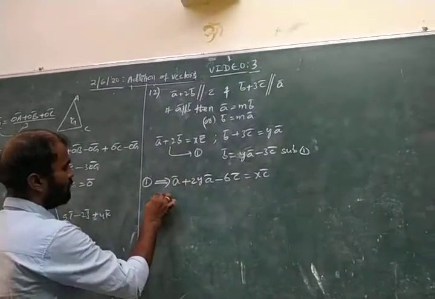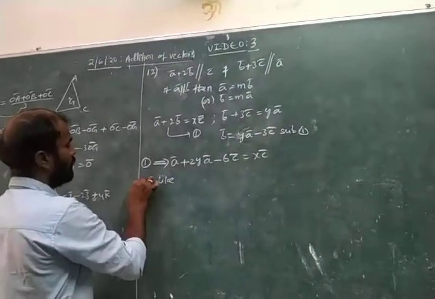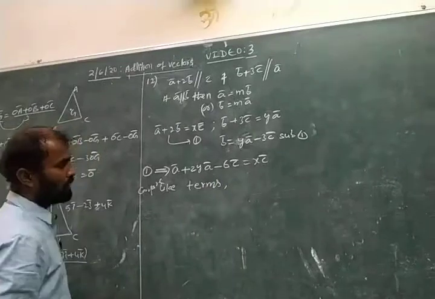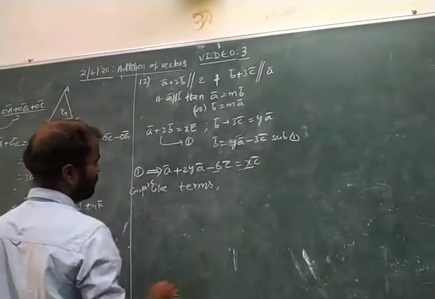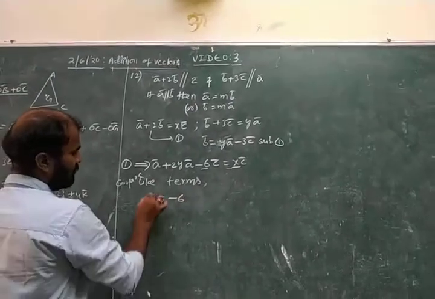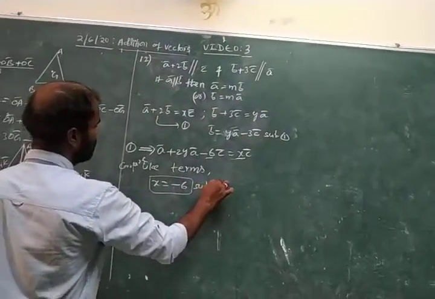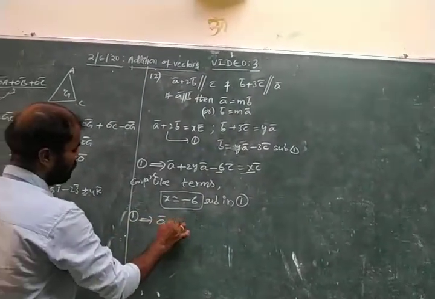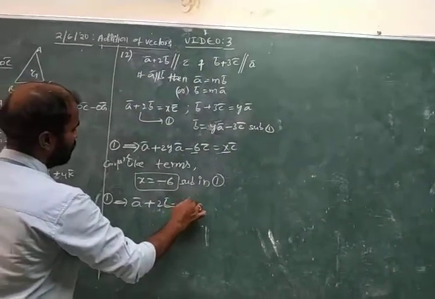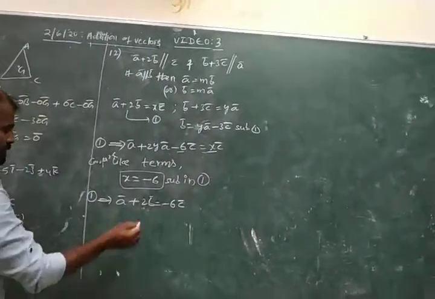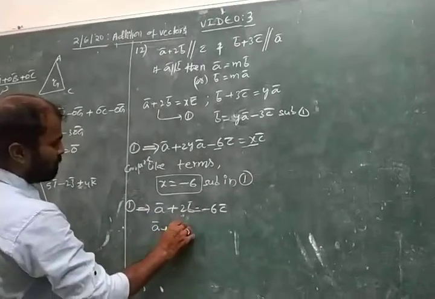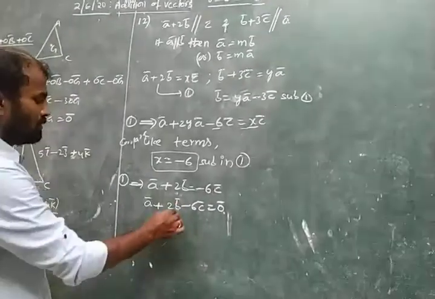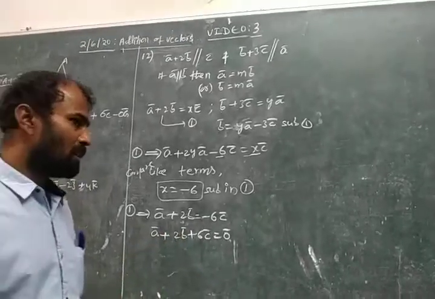By comparing like terms, like terms means c bar, here c bar, we get x is equal to minus 6. So x equals minus 6, substitute in equation 1. Then equation 1 becomes a bar plus 2b bar is equal to minus 6c bar. The x value is minus 6. Then a bar plus 2b bar minus 6c bar is plus 6c bar. Bring minus 6c bar to this side, it becomes plus.